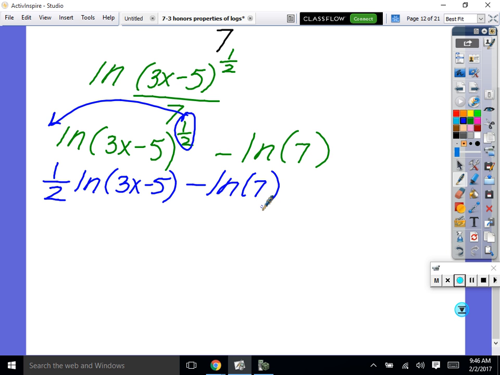Now let me show you, we can't keep going here. You can't keep splitting that apart. That's a common mistake. People think you can split that apart. There wasn't a rule for subtraction, right? Splitting it apart. Okay. Awesome. So this would be our final answer.